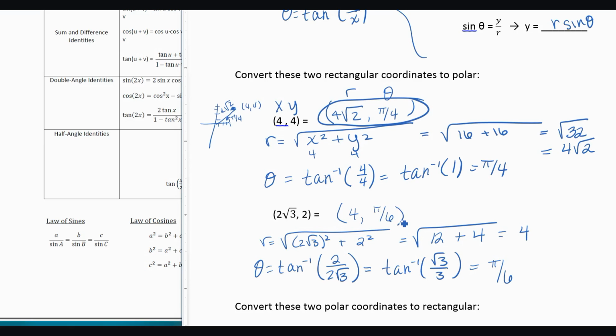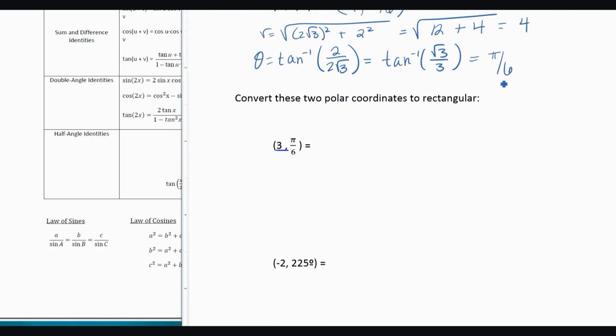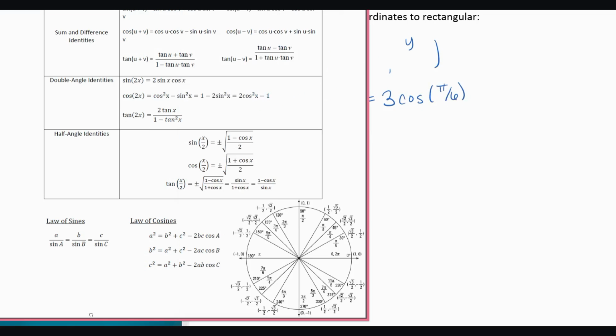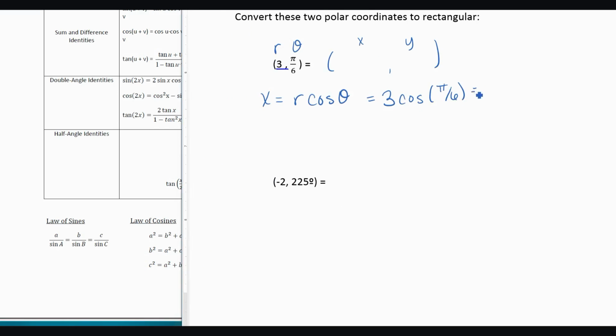Okay, so that's when we went from rectangular to polar. And now we're going to go the other way, which I think is even a little bit easier. So it says convert these two polar equations to rectangular. So this is r and theta, and we're looking for x and y. Well, we have the formula that x equals r cosine of theta. So this would be 3 cosine of pi over 6. Well, if we use our unit circle, cosine of pi over 6 would be square root of 3 over 2. So we'd have 3 times square root of 3 over 2.